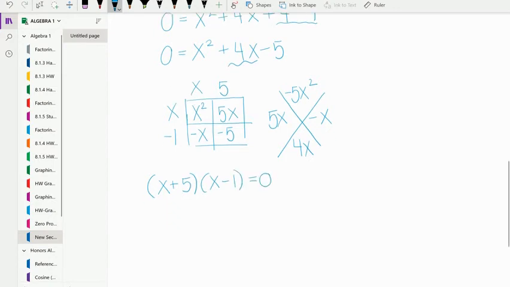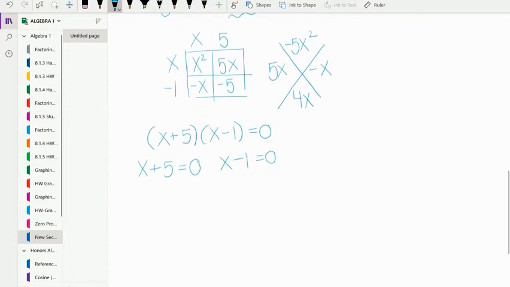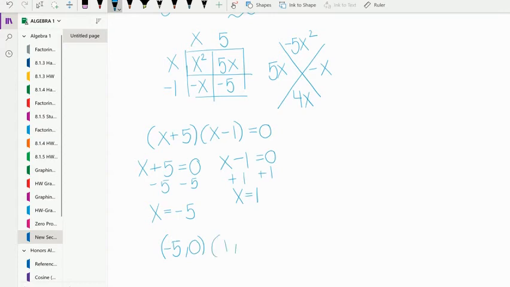Okay, now using the zero product property, we know that this means that we can separate it and say x plus 5 equals 0 and x minus 1 equals 0. So then we subtract 5, so x equals -5. Over here we add 1, so x equals 1. All right, so now we get our x-intercepts are (-5, 0) and (1, 0).